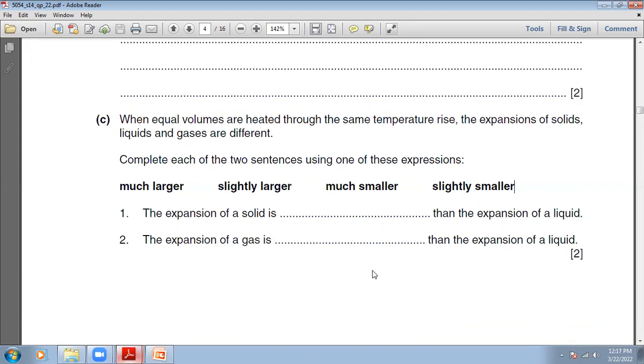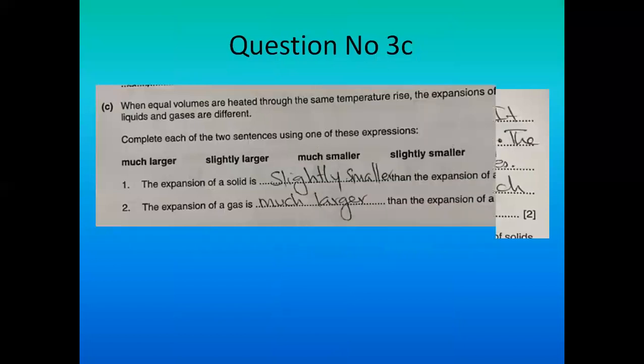The expansion of a gas is dash than the expansion of a liquid. The expansion in the gas is quite large, it is much larger. Better words will be much larger. So remember, expansion is largest in the gases, then in the liquids, and then in the solids. So solids have the smallest expansion. Let me show you my written answer, and then we will check.